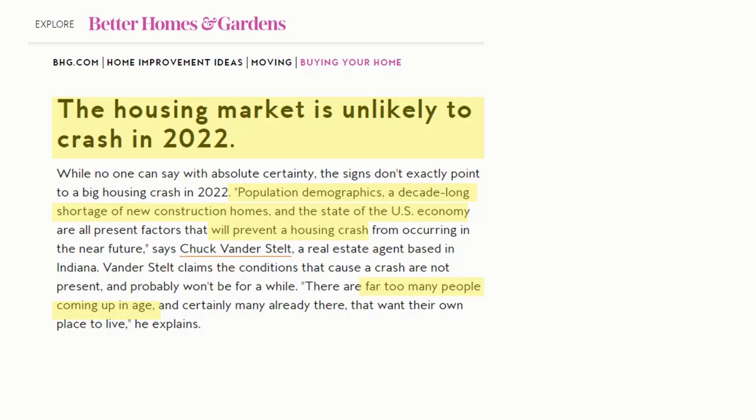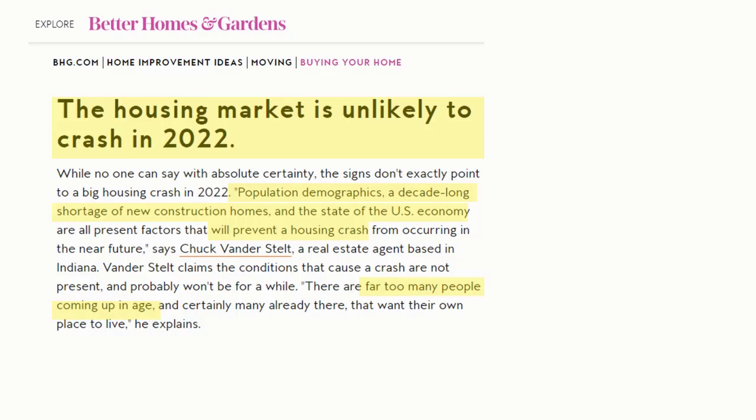So we're looking at our population demographics, and a decade-long shortage of new construction homes, which was spurred by 2008. And really the state of the U.S. economy. It's good, but we are seeing inflation, so we have to bring this down. But all of those things are factors that will prevent a housing crash. And then the article goes on to talk about how there are too many people coming of age, coming into the market, those first-time home buyers. So we need to let them know, hey, affordable housing is why we're doing this, so that you can buy a house. So there is less competition.